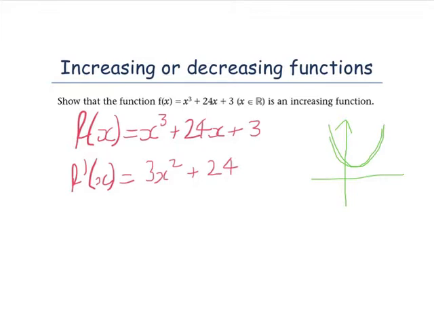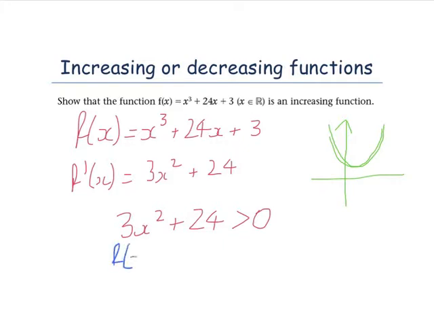So we're looking for 3x squared plus 24 to always be greater than 0. Well, if we think about it, what we're doing is squaring our value of x. We should know that any number squared gives you a positive value, so minus 3 squared is equal to 9, and 3 squared is equal to 9. So no matter what value we put in for x, this will always be a positive value. So f(x) must be an increasing function.